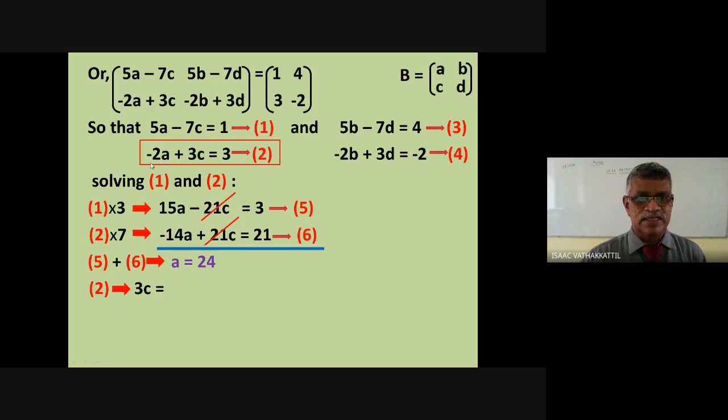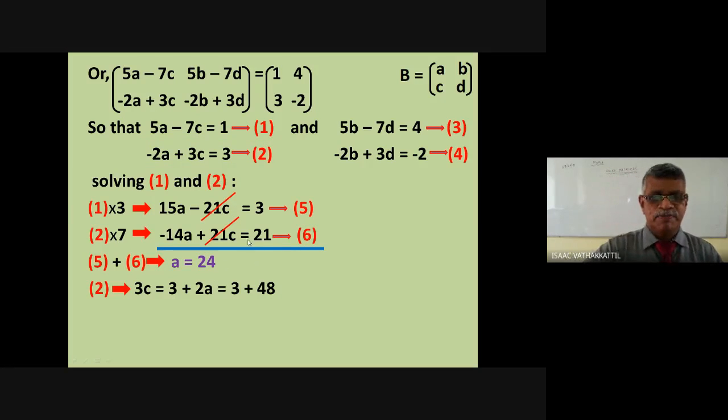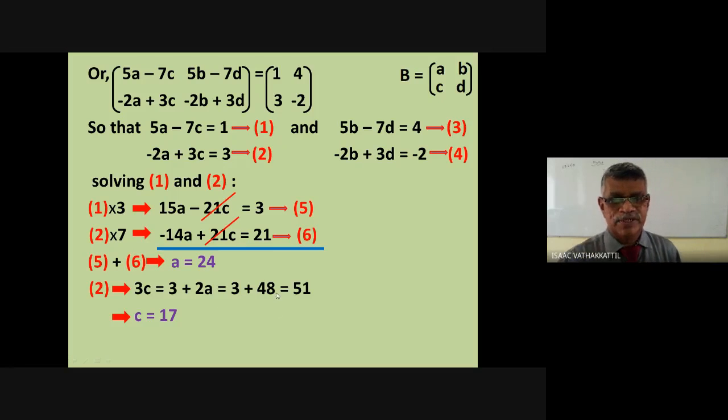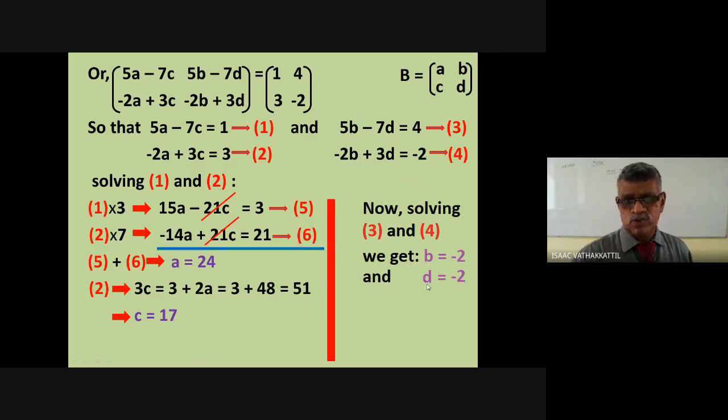The second one, that is 3C equal to 3 plus 2A, 3 plus 2 into 24, that is 3 plus 48, that is 51. So you got A is equal to 24, C is equal to 51 by 3, that is 17. A is equal to 24, C equal to 17. Now we want to solve for B and D from equations 3 and 4. You may solve it and get what you're getting. B equal to minus 2 and D is equal to minus 2. I hope you got it, how we solve this.